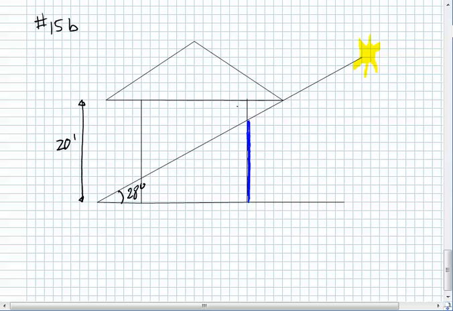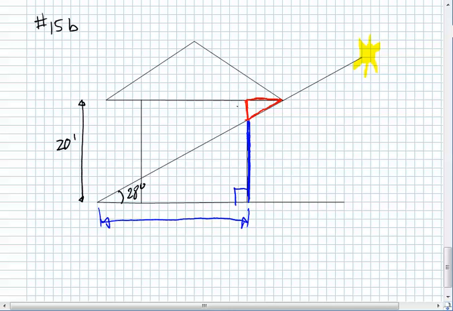Now you can't really find that directly because this is a 90-degree angle here, but I don't know this measurement here, so I can't find that side directly. So I'm going to have to find it indirectly by looking at the smaller triangle that I'm going to draw for you in red, this little guy right here.